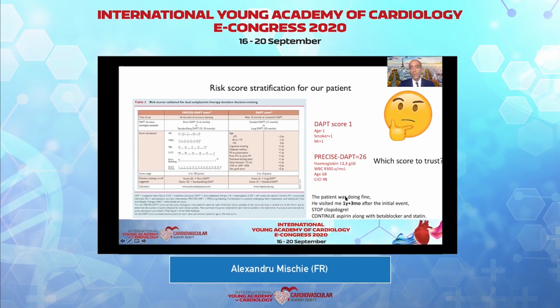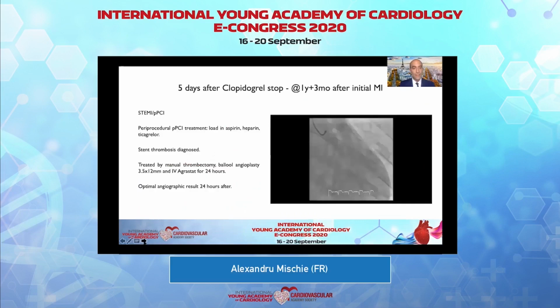The patient was doing fine afterwards. He visited me at 1 year and 3 months after the initial event. So I followed the recommendation and I stopped clopidogrel and continued aspirin along with beta blocker and statin. However, 5 days after stopping the clopidogrel, he developed a stent thrombosis in the LAD, which you can clearly see here.